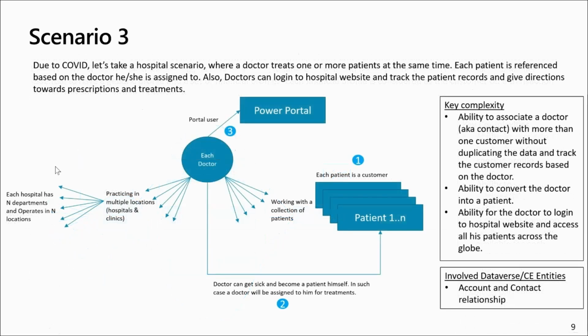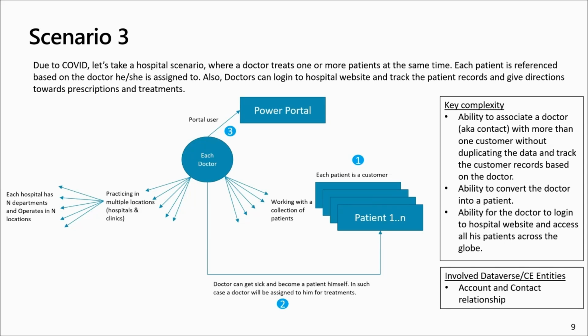There could be scenarios, for example, with the combination of customer becoming an organization. If, for example, that organization has multiple locations, and there are specific clients of that organization at different locations, and the ability to address each option. So, for example, let's think of a hospital scenario with a doctor and patient. A doctor treats one or more patients at the same time. Each patient is also referred based on the doctor that they are assigned to. The doctor can log into the hospital website, track patient records, and give them direction for the prescription they need, as well as treatment for their individual needs. The doctor could be practicing at multiple locations, and each hospital may have multiple departments which operate in each of the multiple locations. Right?